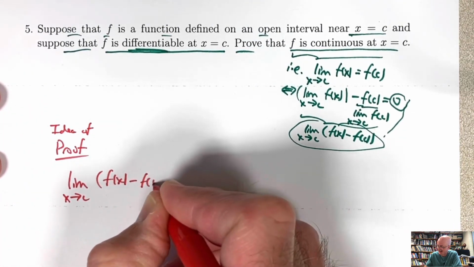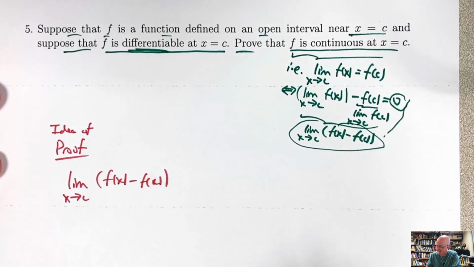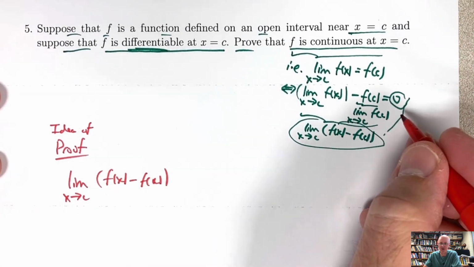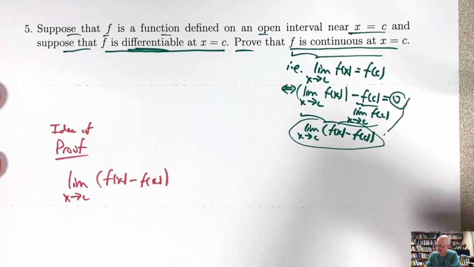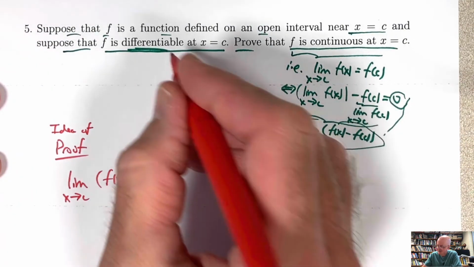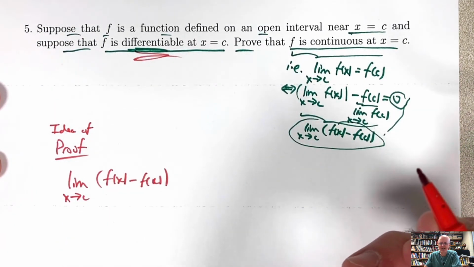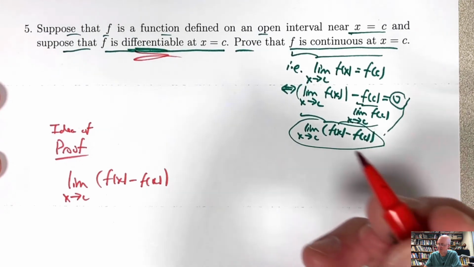But how can I calculate the limit if I don't know what f of x is? I'm trying to show it equals 0. I don't know what f of x is. How can I possibly calculate it? You've got to use the differentiability. How can we use that? f prime of c exists.